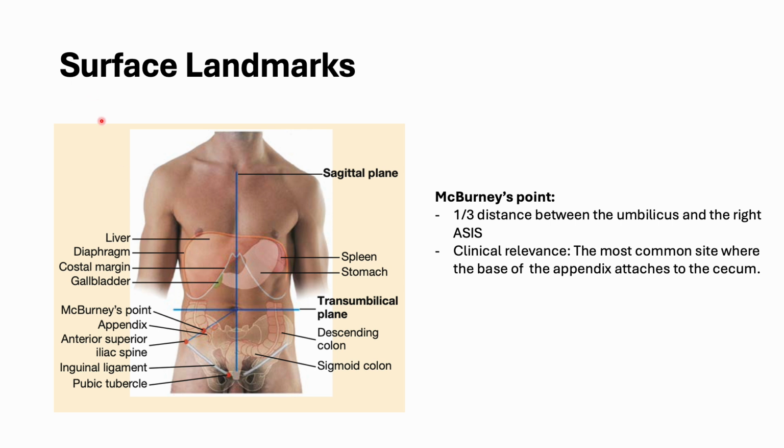Okay, so now we're going to get a little bit more into surface landmarks. So we just talked about the transumbilical plane, transpyloric plane, and now I wanted to kind of turn our attention to McBurney's point, which is going to be right here. So this point is defined as 1/3 the distance between the umbilicus and the ASIS, or the anterior superior iliac spine. And why is it important?